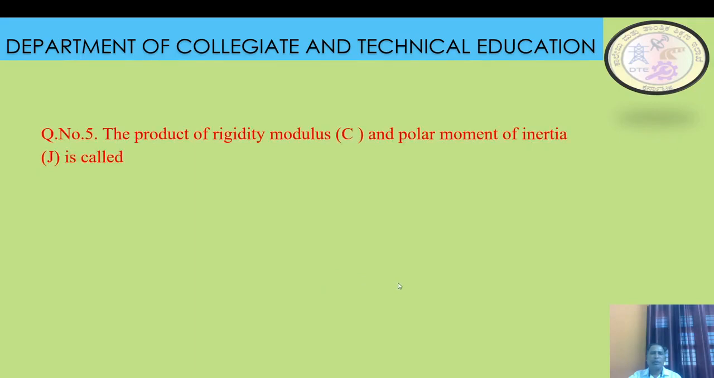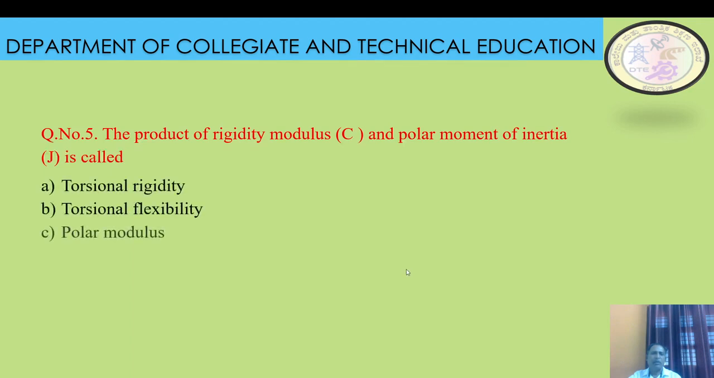The product of rigidity modulus and the polar moment of inertia is called as the torsional rigidity, torsional flexibility, or polar modulus. The answer is torsional rigidity. So this is the end of session 3.